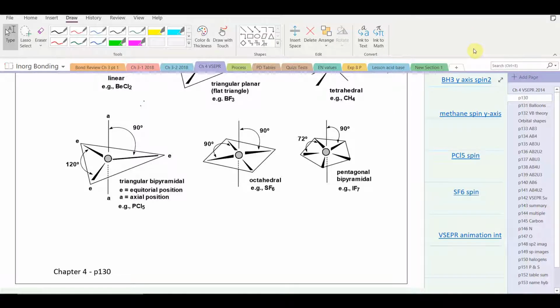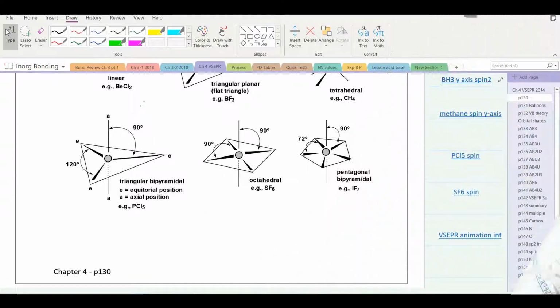Now there are atoms, particularly transition metal atoms, that can have up to 12 electron clouds around the central atom. And I've shown here an example of 7 electron clouds. But for the purpose of this unit, we won't go beyond 6 electron clouds. An octahedral structure is the maximum situation we'll consider.